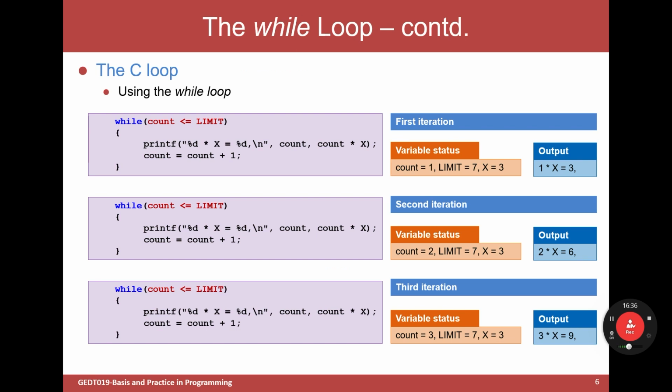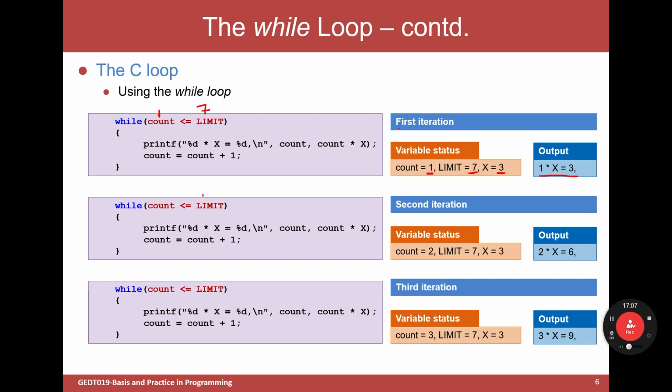Okay, so here it is, step by step, just to clarify for you how this code is working. In the first iteration, which means the first time you run the while loop, count was 1, the limit was 7 and x was 3. So 1 is smaller than or equal to 7, yes, then run this code. And this code will print this line on the screen.